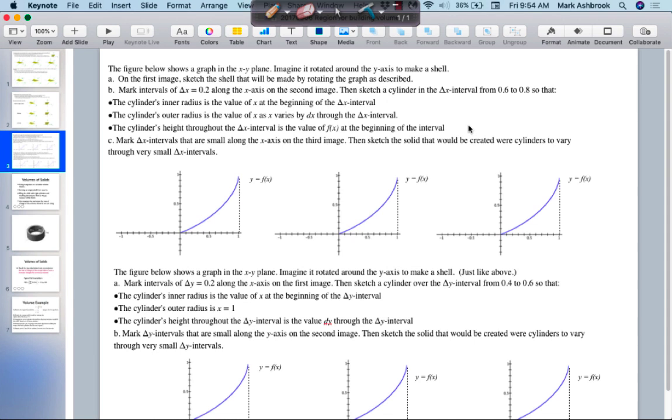Okay? So again, the inner radius is the x at the beginning. The outer radius is like a typical x in the interval. We think about dx varying through the interval. And then the height is the height at the beginning of the interval. So first mark off your delta x intervals of 0.2 and then try to make that cylinder. See if you can do it. Go. And if you have questions, you can grab one of us.